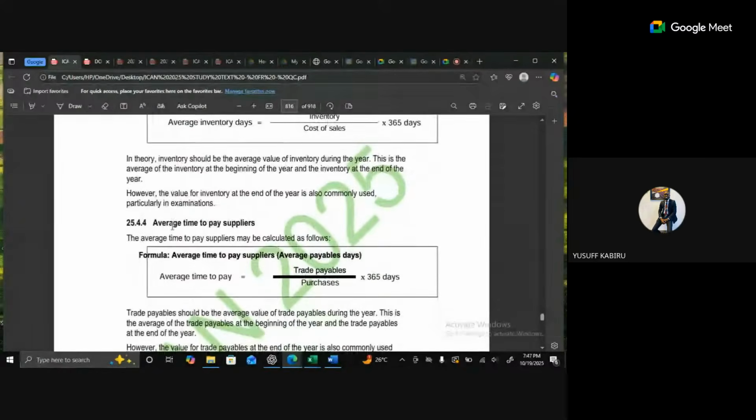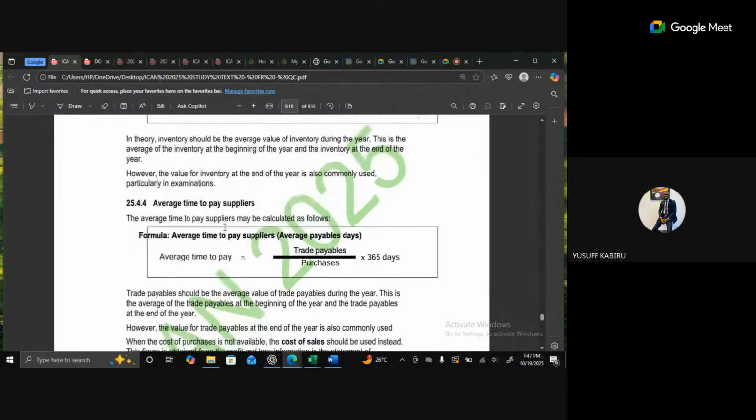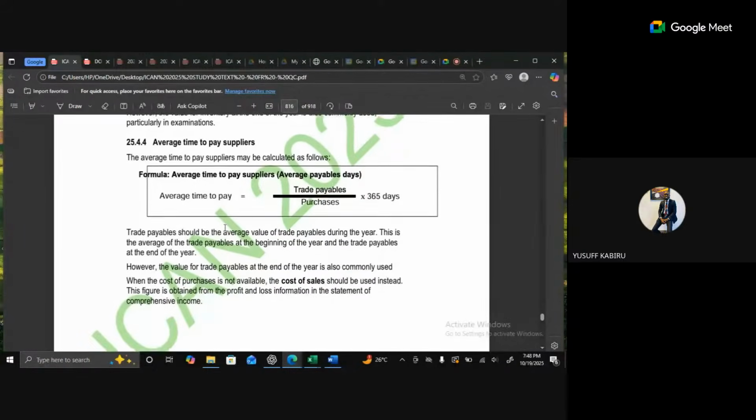So that is that. What did they say here? In theory, inventory should be average value. Yeah, it is the same thing. Of all the calculation, when you are given opening and closing, you can just use the average, but don't confuse yourself. You can just pick the closing balance and use it like that to avoid mistakes, so that you do not overdo it.